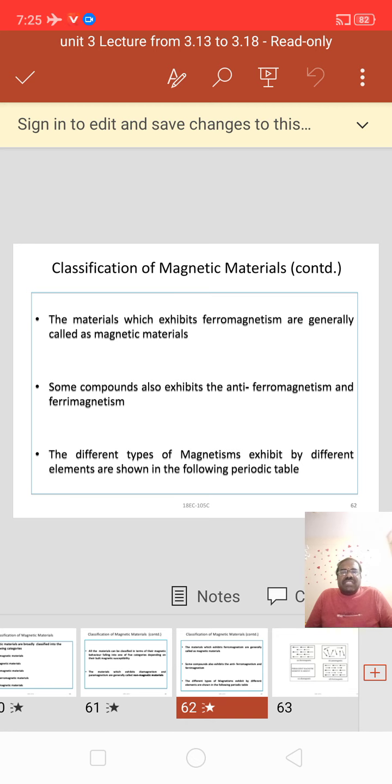Next, the materials which exhibit ferromagnetism are called magnetic materials. Some compounds also exhibit anti-ferromagnetism and ferrimagnetism. The different types of magnetism exhibited by different elements are shown in the following periodic table.